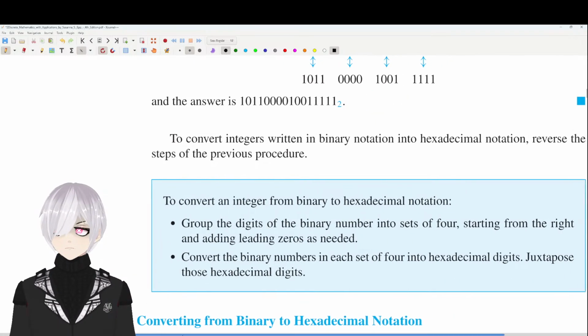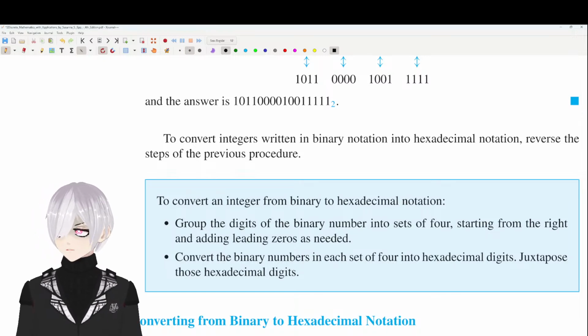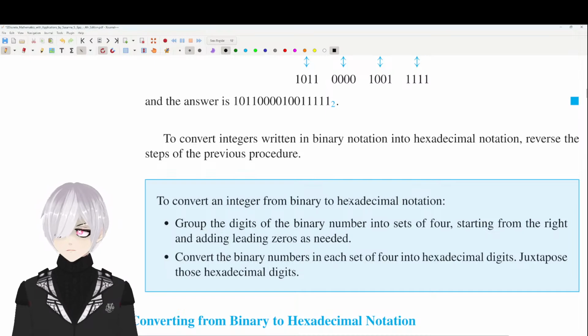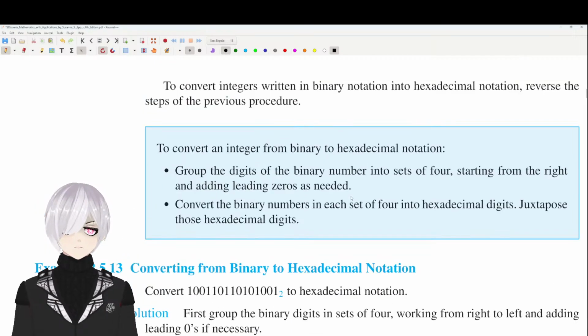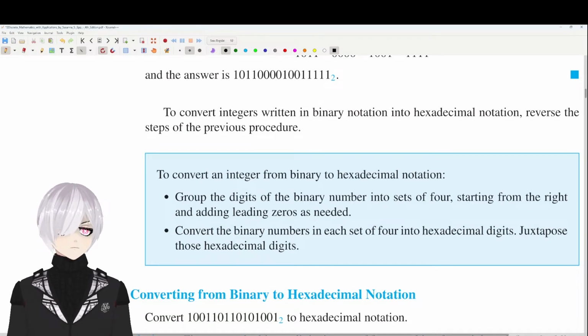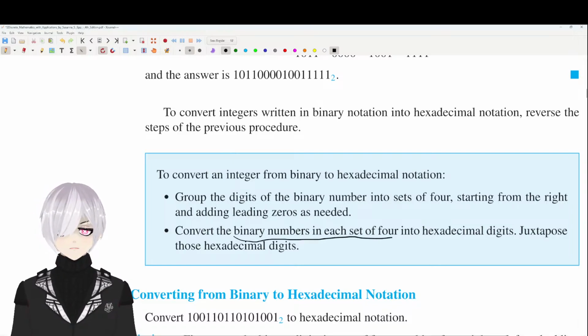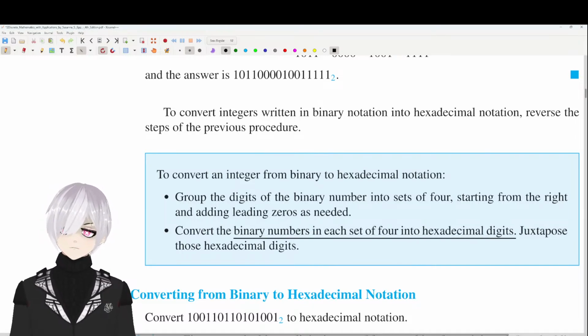Yeah, and then they give us a procedure to go the other way from binary to hexadecimal. It's probably also kind of straightforward if you go through decimal first. Yeah, but this will actually be easier. To convert from binary to hex, reverse the steps of the previous procedure. To convert an integer from binary to hex, group the digits of the binary number into sets of 4, starting from the right and adding leading zeros as needed. Convert the binary numbers in each set of 4 into hex digits. That step always requires me to go to decimal first. Juxtapose those hexadecimal digits. Yeah, I would have to do that.